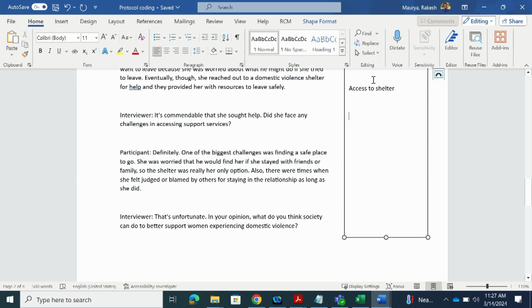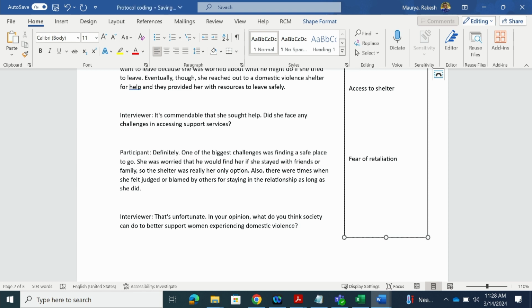So we already coded access to shelter, and what we could see here is that she accessed the shelter, and she was worried that he would find her if she stayed with friends or family. So there again, fear of retaliation, if she stays with friends, this person might attack her there.